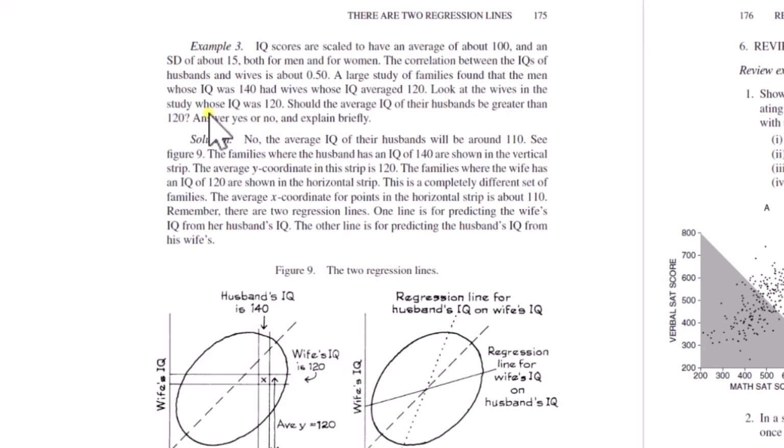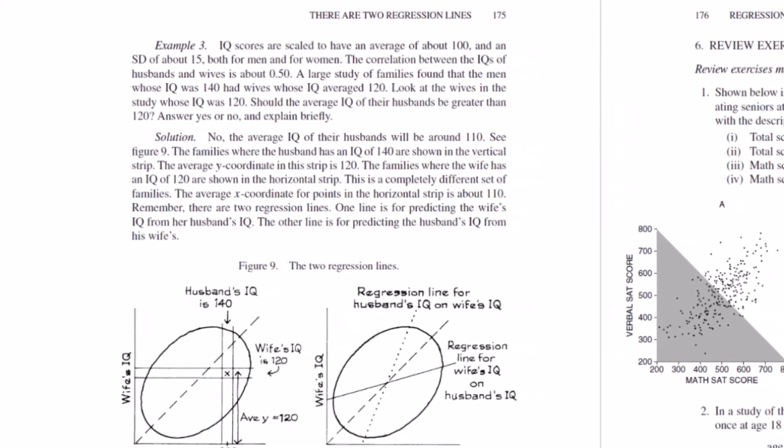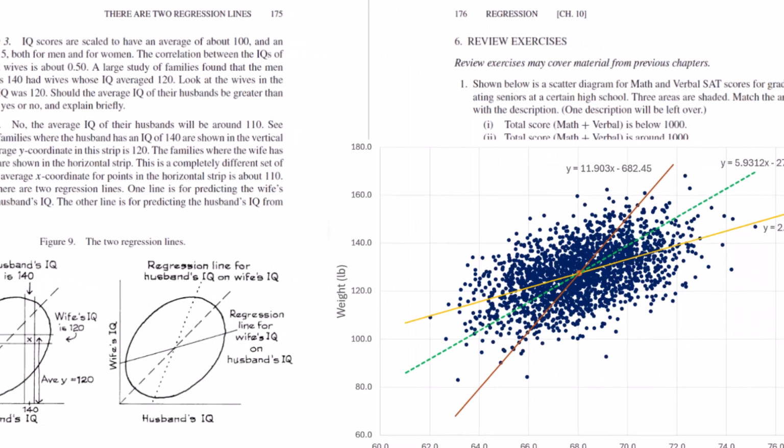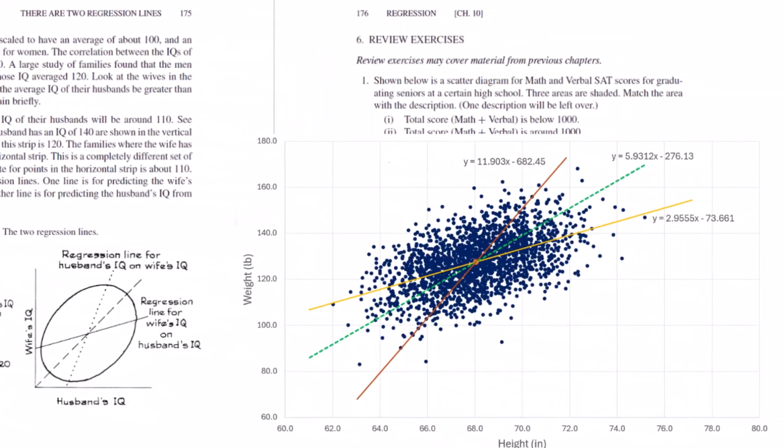So they're just saying, okay, for the case where you have a wife whose IQ is 120, what did the men average? So for the opposite regression line, if you're treating the wife's IQ as the independent variable, what did the men average? So okay, if we bring in the chart from the Excel sheet, just to get a sense for this, this is obviously different data.